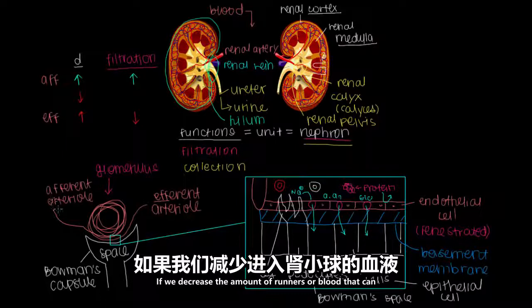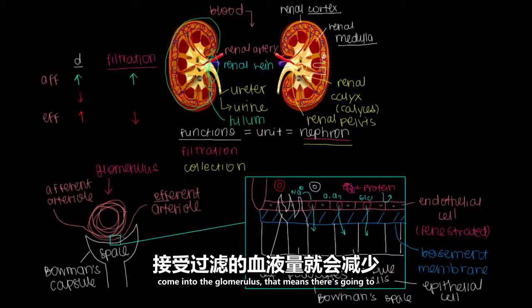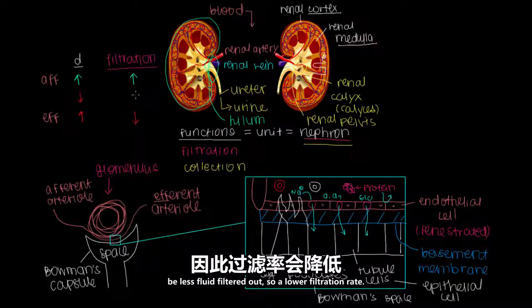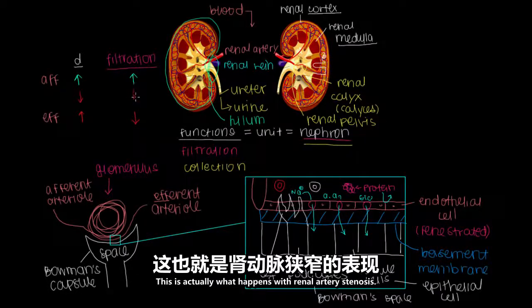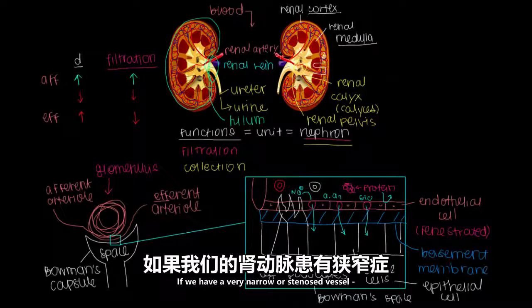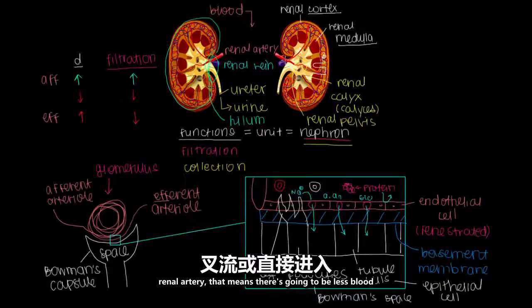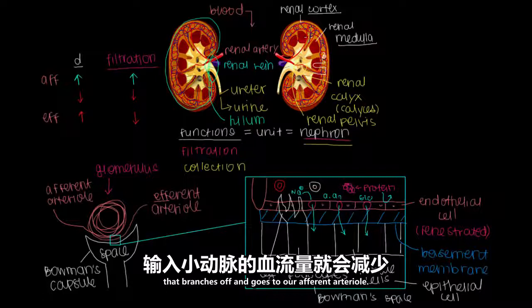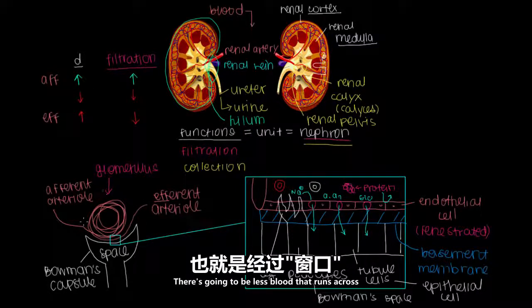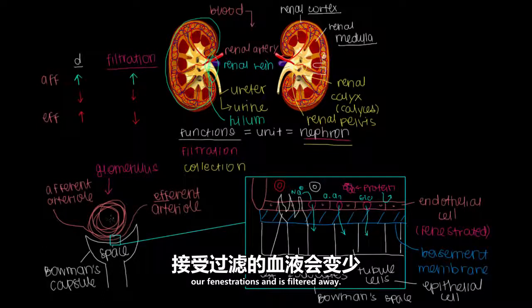Now the same thing goes if we decrease the diameter of our afferent arteriole. If we decrease the amount of runners or blood that can come into the glomerulus, that means there's going to be less fluid filtered out, so the lower filtration rate. And this is actually what happens with renal artery stenosis, right? If we have a very narrow or stenosed vessel, that's what stenosis means, it's just narrow, renal artery, that means there's going to be less blood that branches off and goes to our afferent arteriole. So there's going to be less blood that runs across our fenestrations and is filtered away.